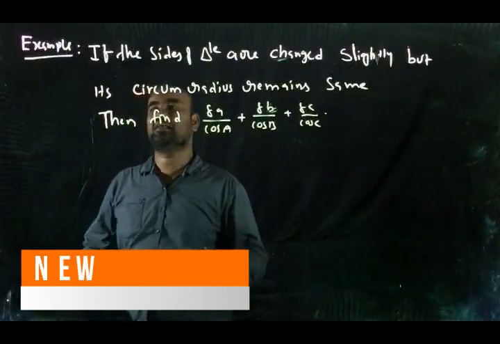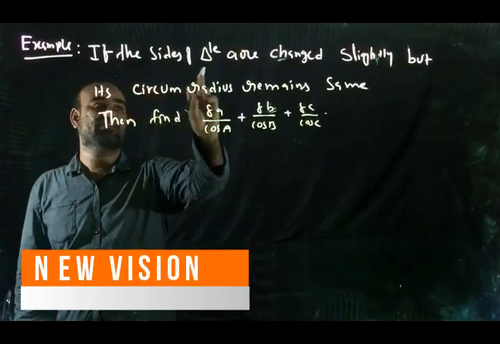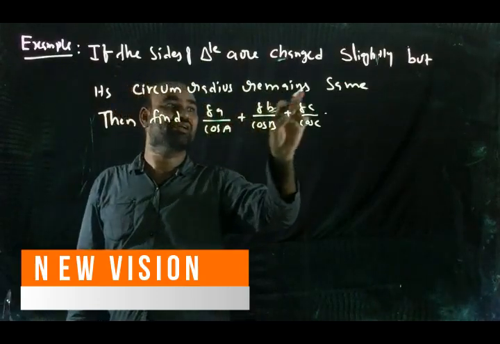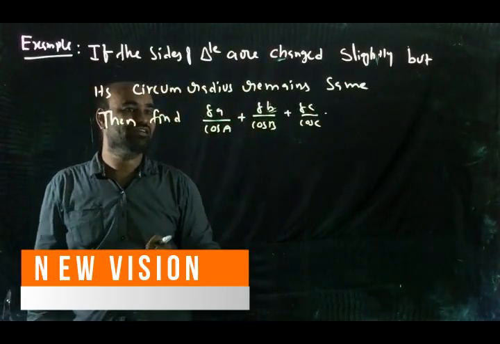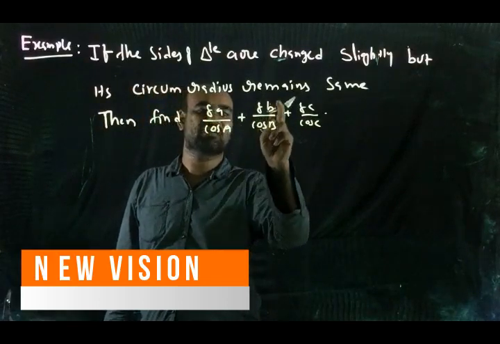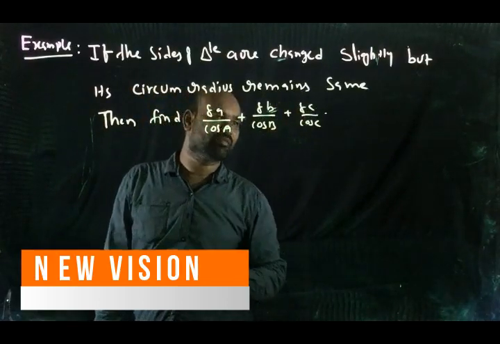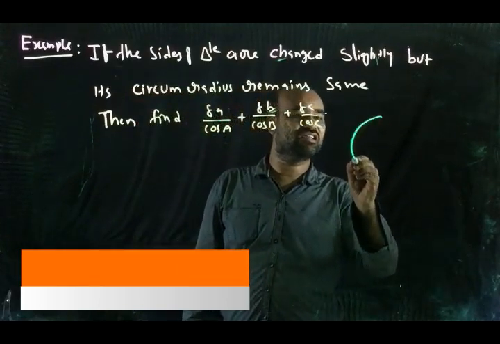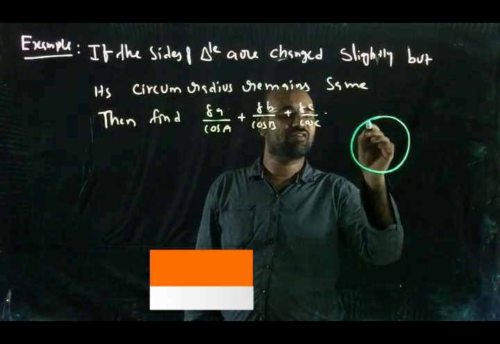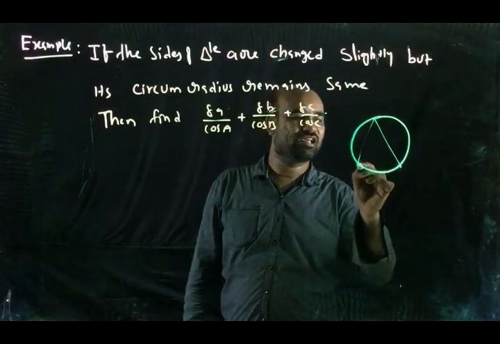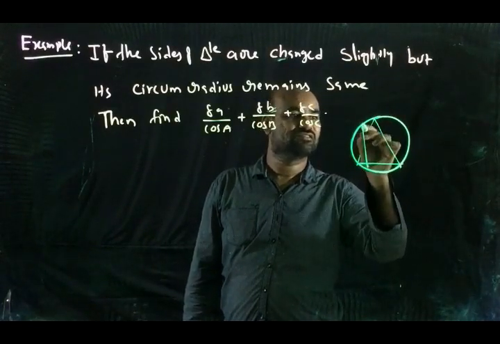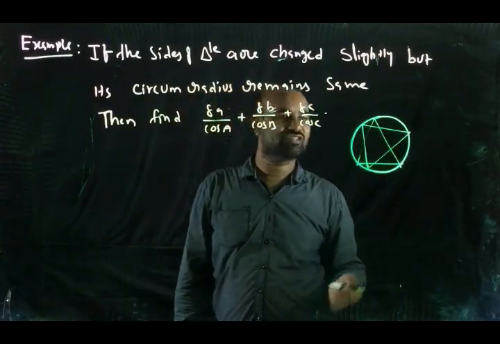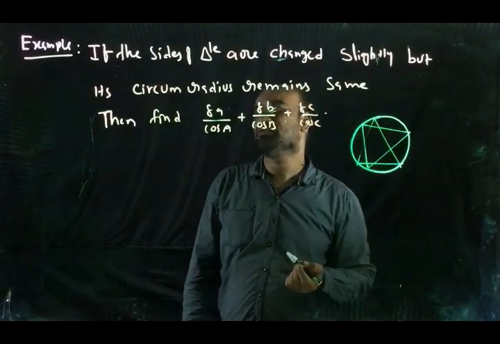Okay, students, another example problem. If the sides of a triangle are changed slightly but its circumradius remains the same, then find delta A by cos A plus delta B by cos B plus delta C by cos C. Circumradius is the same means the circle is the same. In this circle you can draw infinitely many triangles. All the triangles' angles will change, sides will change, but the circumradius should be the same.